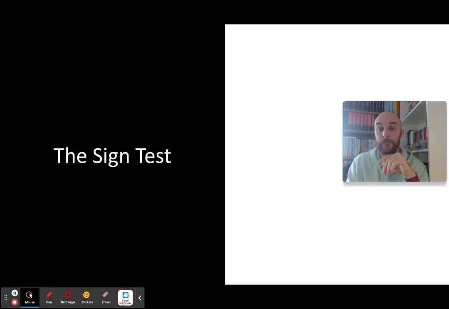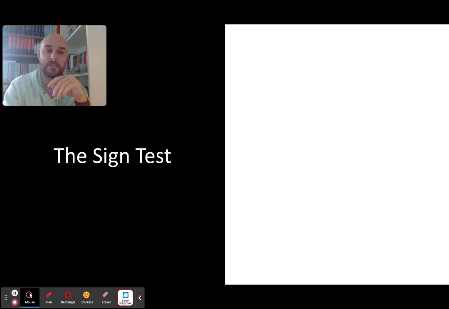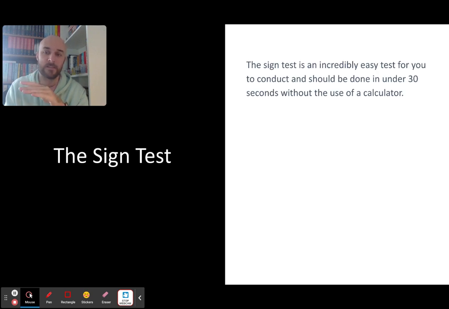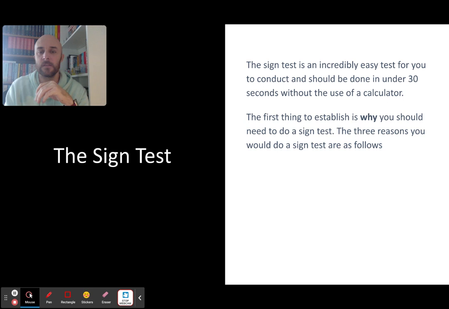Now, I'm going to go through that first bit, why you would use a sign test. There are three reasons you would use any stats test. Three reasons, and you need to know these three reasons. Eventually, I want you to be able to do the entire sign test in under 30 seconds. That's how long it should take. So the first thing we're going to do is establish under what conditions you would use a sign test, as opposed to chi-squared or Wilcoxon, and so on and so forth.